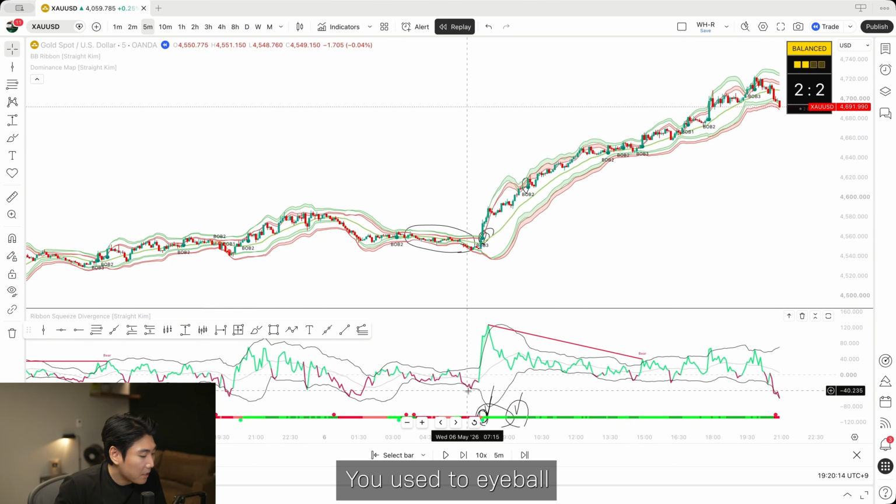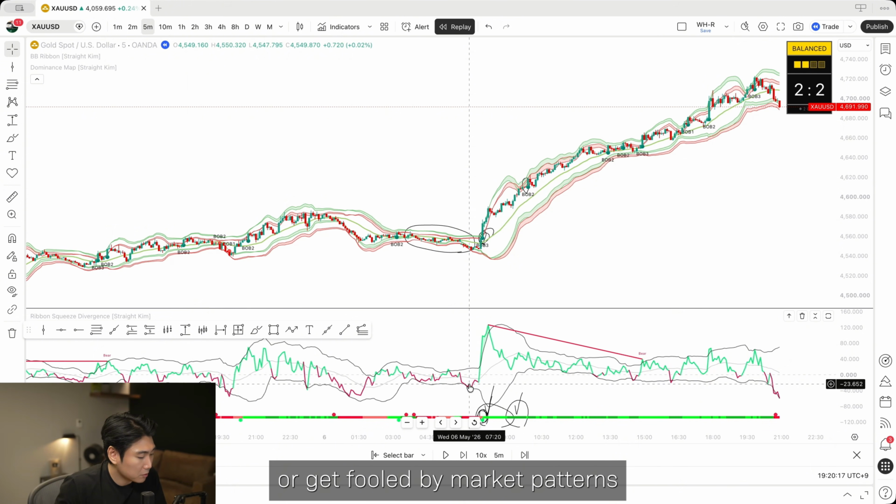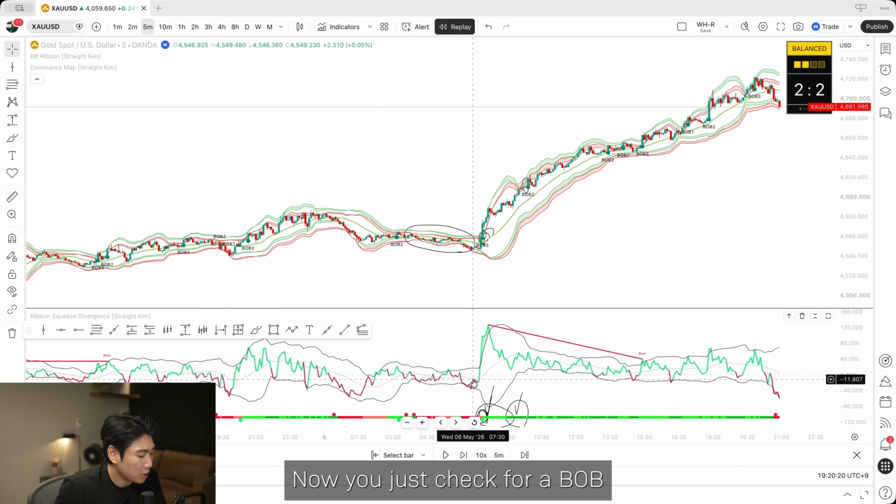You used to eyeball candle strengths or get fooled by market patterns. Now you just check for a BOB.